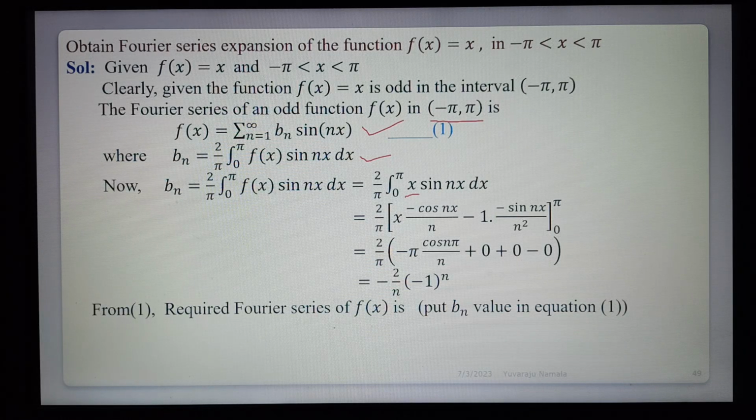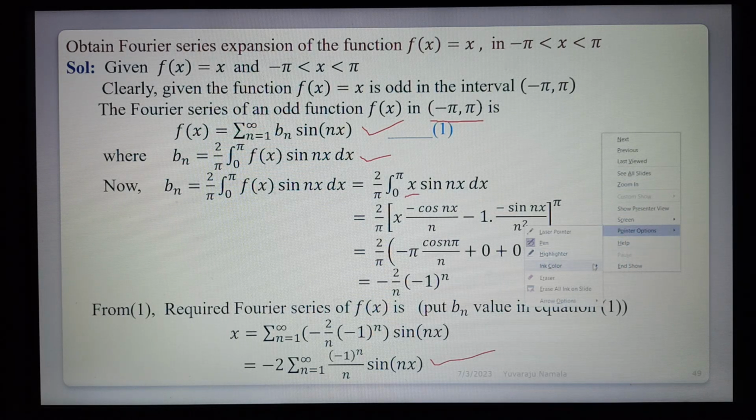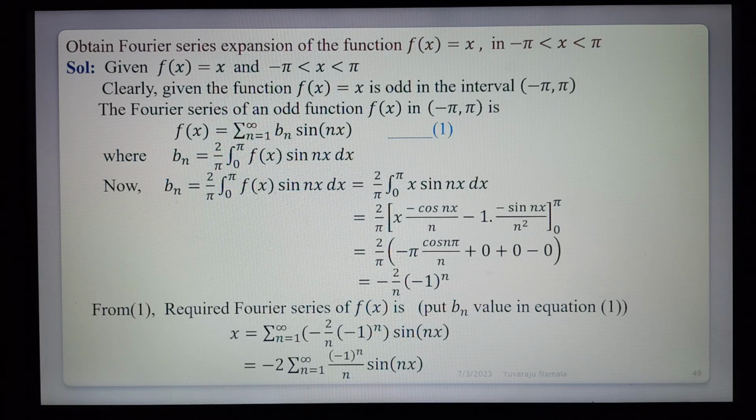Therefore the required Fourier series of the given function x is equal to summation n is equal to 1 to infinity minus 2 by n into minus 1 power n into sin nx. So this is the required Fourier series for the given function x in the interval minus 5 to 5. Okay. So see the next question.